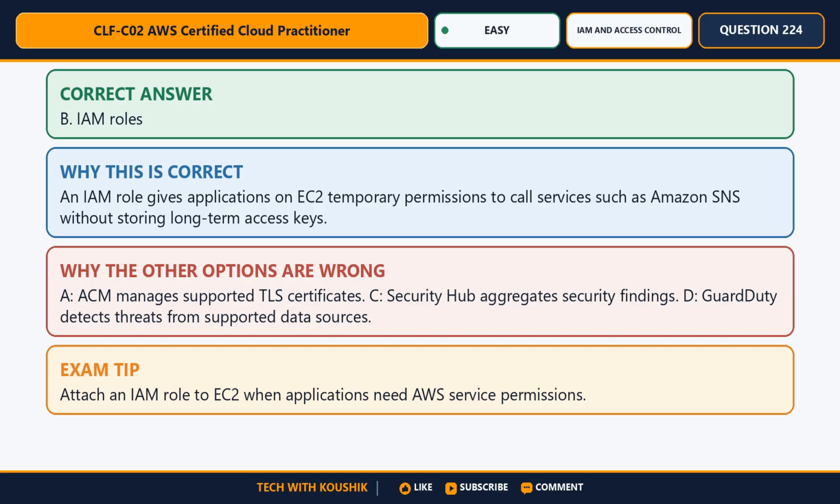A. ACM manages supported TLS certificates. C. Security Hub aggregates security findings. D. GuardDuty detects threats from supported data sources. Exam tip. Attach an IAM role to EC2 when applications need AWS service permissions.